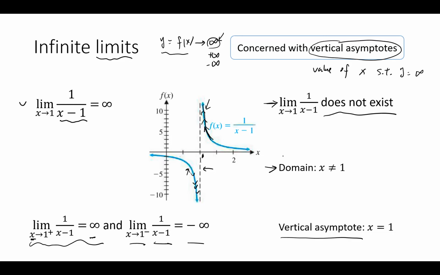Based on analysis of the function itself, we know that the domain is x not equal to 1, and the vertical asymptote is at 1. Based on this, we can tell that the vertical asymptote appears when the value of the denominator is 0. This is sort of our indicator that a potential vertical asymptote could exist.